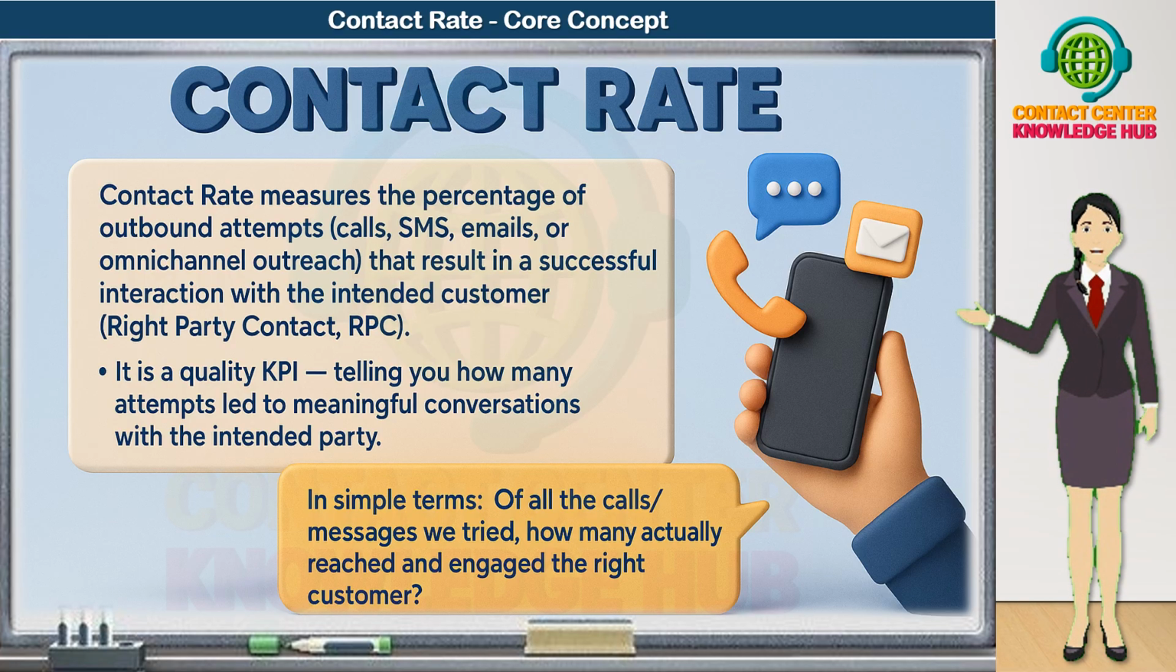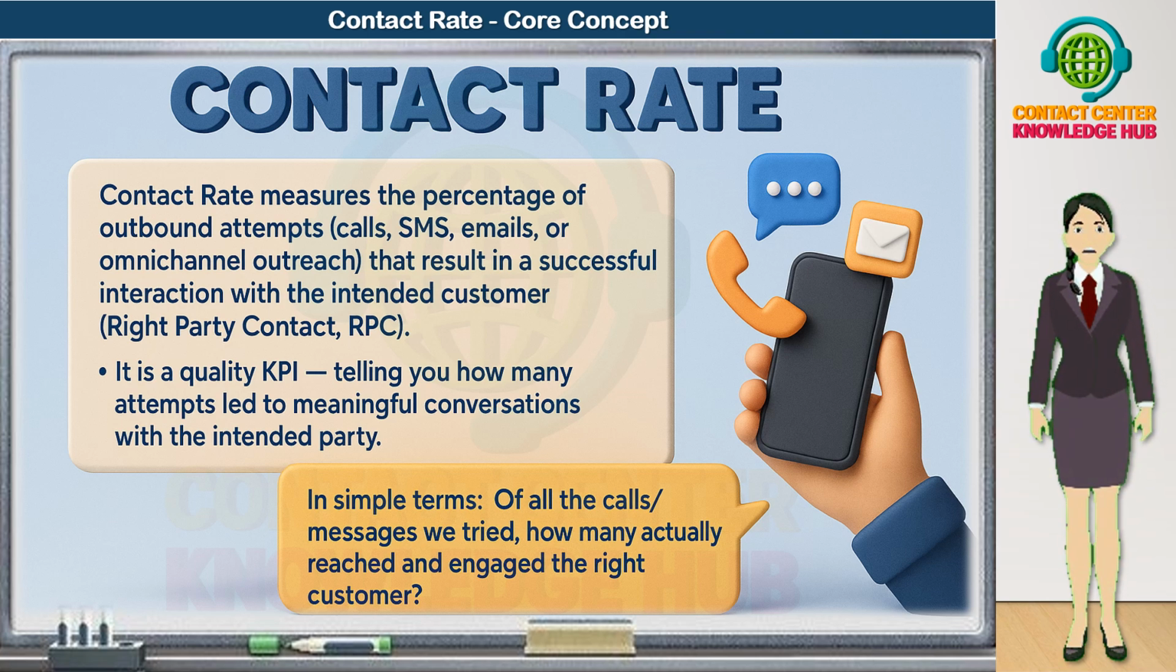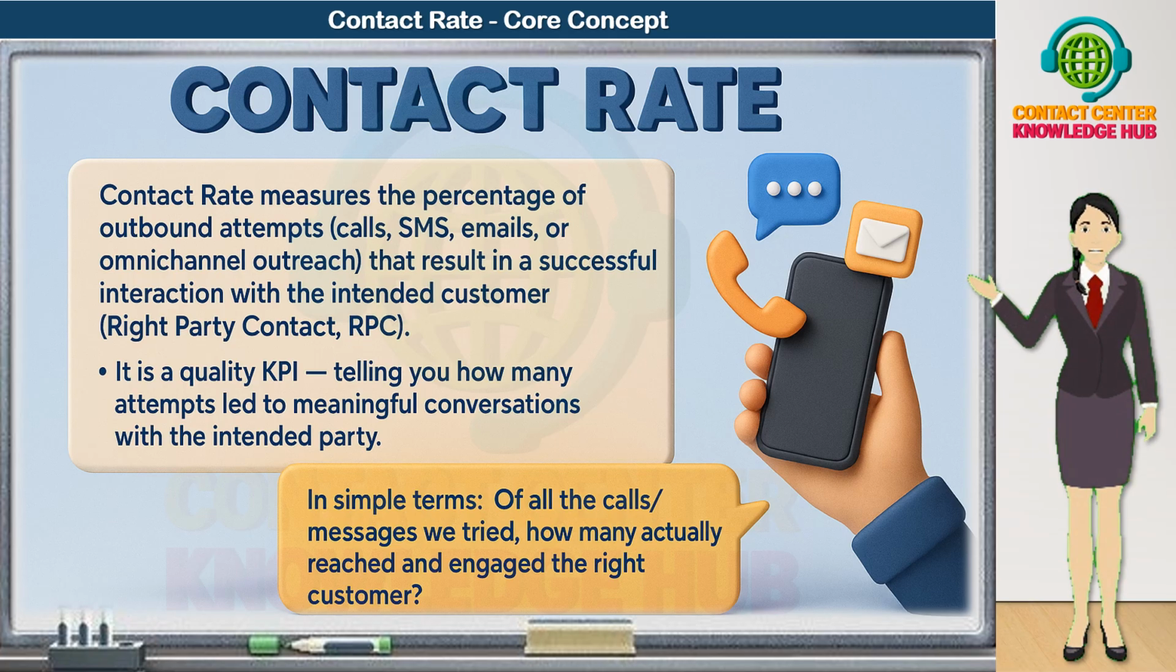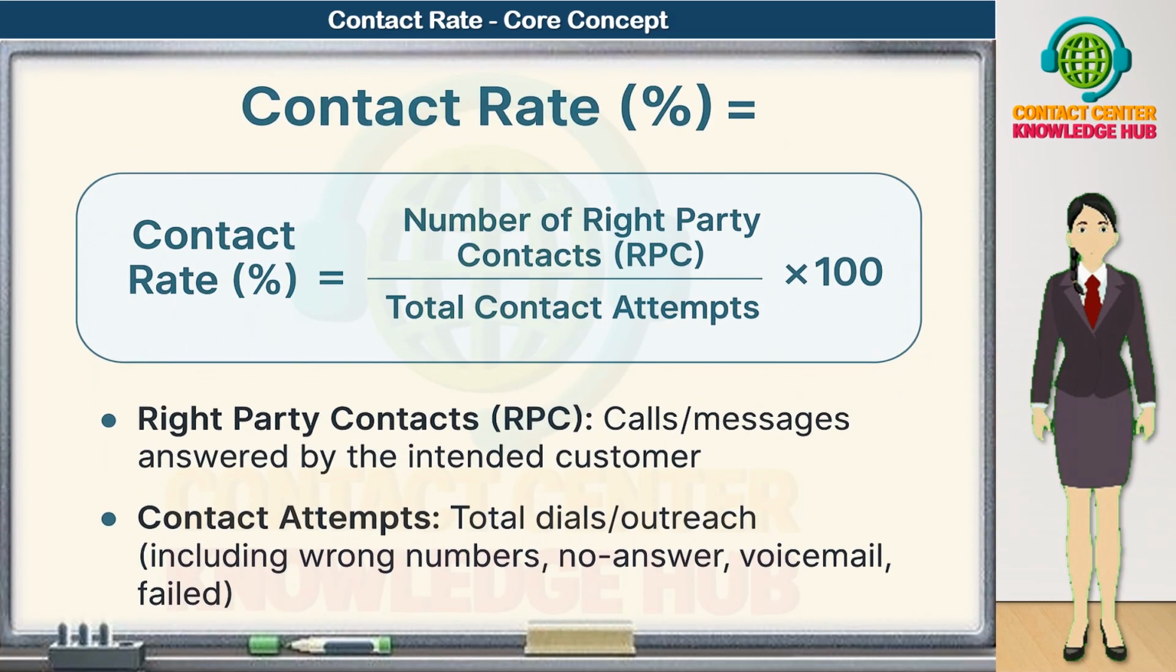Unlike connection rate, which counts any live pickup, contact rate focuses only on quality connections when the right customer answers and engages in conversation. It's not just about reaching someone, it's about reaching the correct person who matters to your objective. So in simple terms, out of all the calls or messages we tried, how many actually reached and engaged the right customer? That's your contact rate, a quality indicator showing how effectively your outreach efforts translate into meaningful conversations that can drive results. Now let's look at the formula for contact rate.